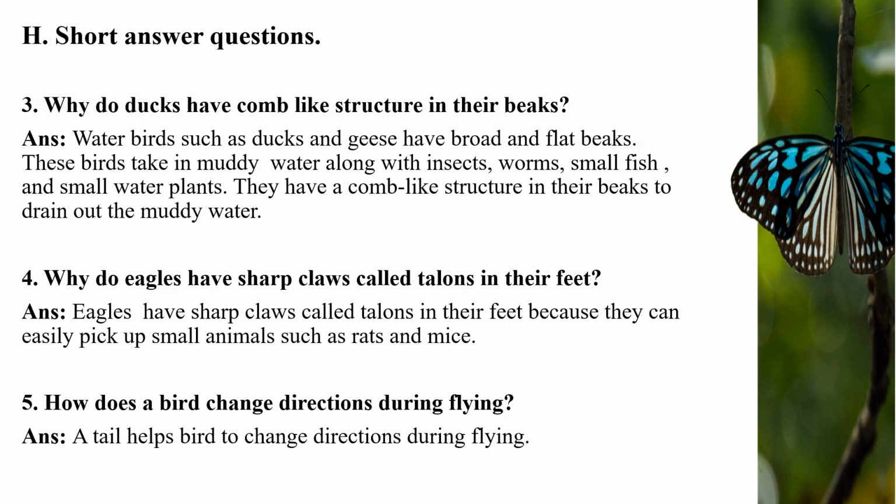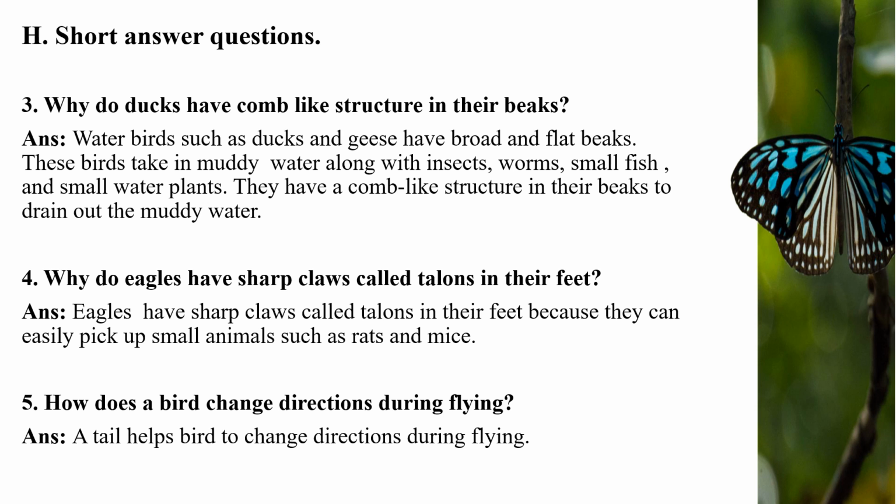Third question. Why do ducks have comb-like structure in their beaks? Answer. Water birds such as ducks and geese have broad and flat beaks. These birds take in muddy water along with insects, worms, small fish, and small water plants. They have a comb-like structure in their beaks to drain out the muddy water.